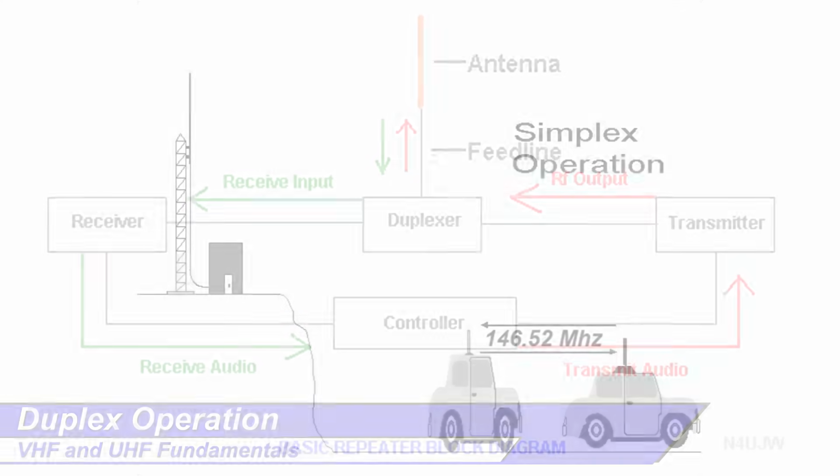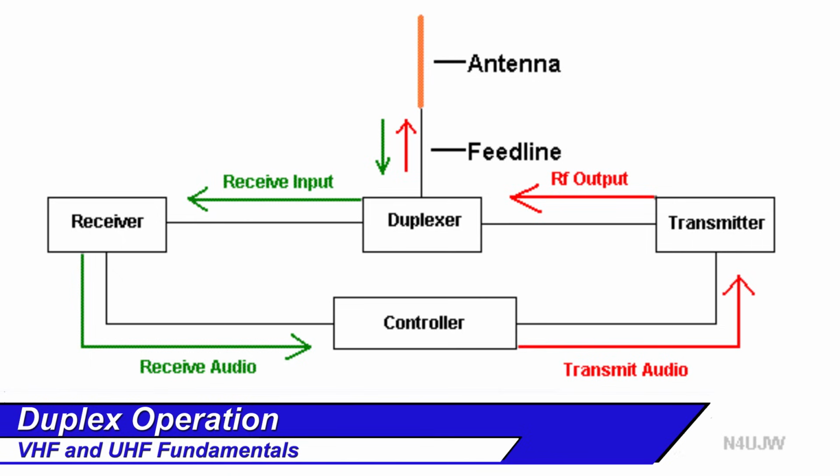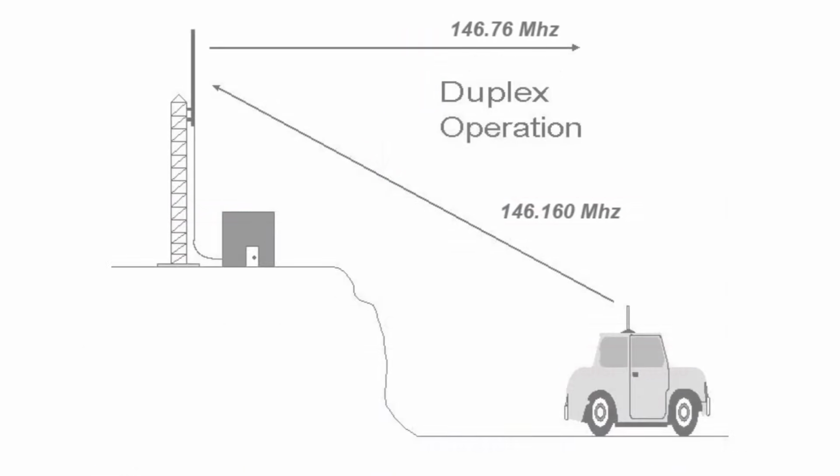So let's talk about duplex operation. Basically, the way duplex operation works is we transmit on one frequency and receive on another. The frequency we transmit on is the receive frequency for the repeater. Here's a basic repeater block diagram. It picks up the frequency that we're transmitting on, receives it, it comes through the duplexer, then it comes into the receiver. That receive audio goes to the controller, which turns on the transmitter and transmits the RF out through the duplexer.